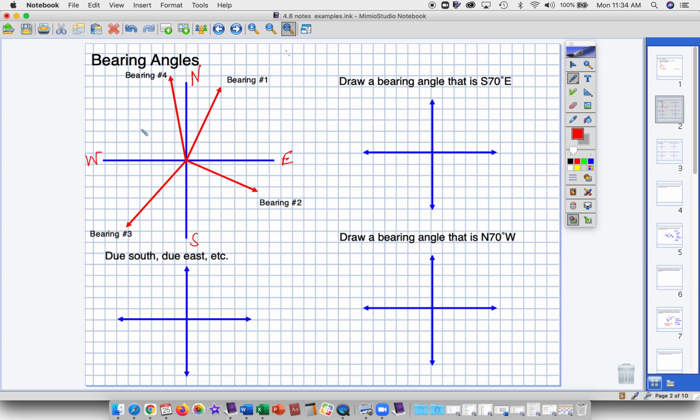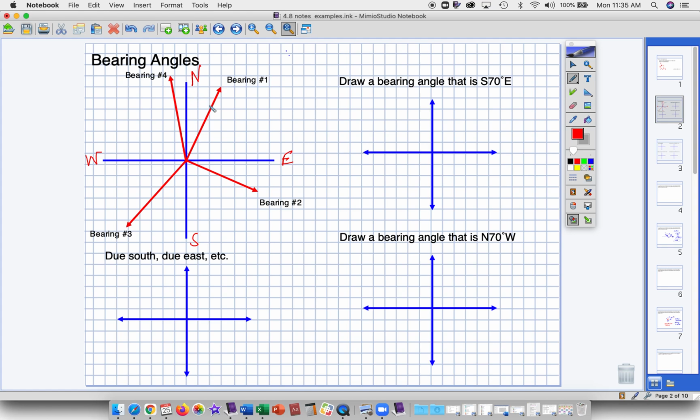There's lots of different sayings I've heard over the years to remember this order. If you go around in clockwise order, some people will say never eat soggy waffles, never eat shredded wheat, which I happen to like, so I don't usually say that one. Never eat sour watermelon. There's lots of different things you could come up with. Maybe you can teach me a new one. Using these directions and measure, your bearing angle will always start with north or south, and then we turn to either east or west.